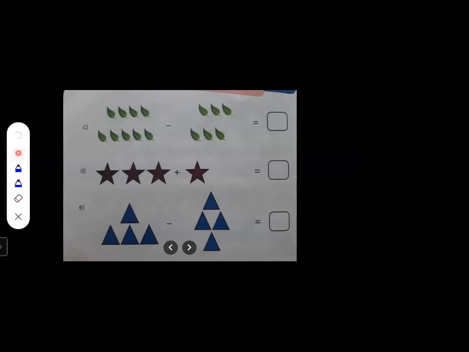Yes, leaves are there. What we are going to do? We are going to count it and we are going to do the subtraction of it. Okay. So now let's count first. 1, 2, 3, 4, 5, 6, 7, 8, 9. So here there are 9 leaves. So here we will write 9. Okay. And here 1, 2, 3, 4, 5, 6. So here we will write 6.